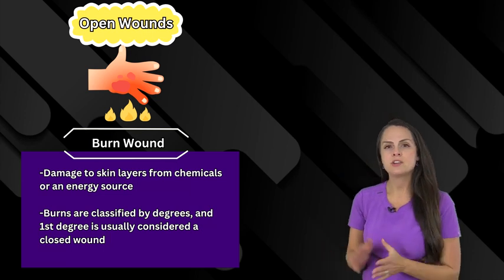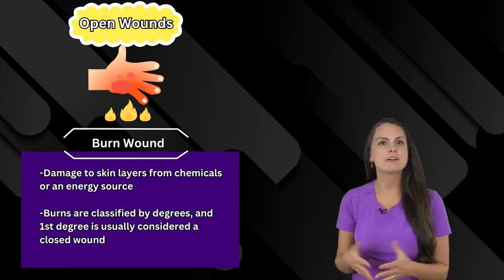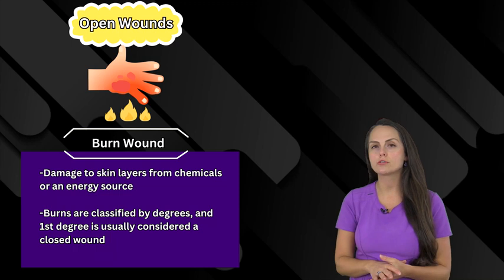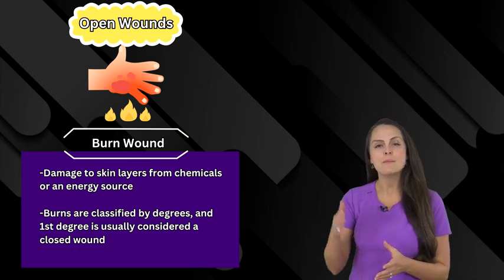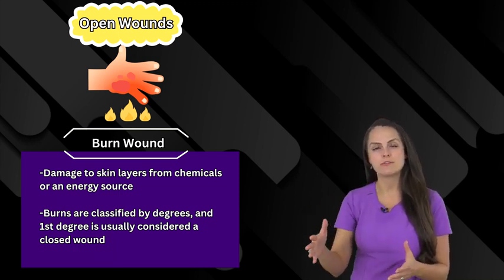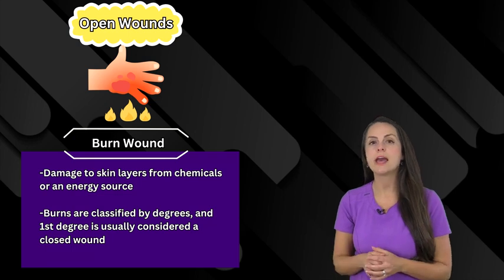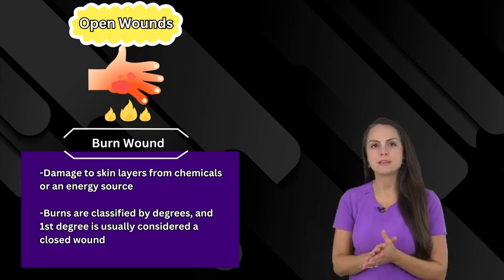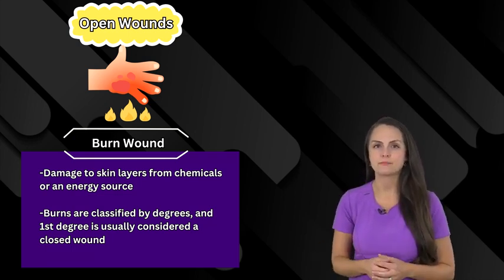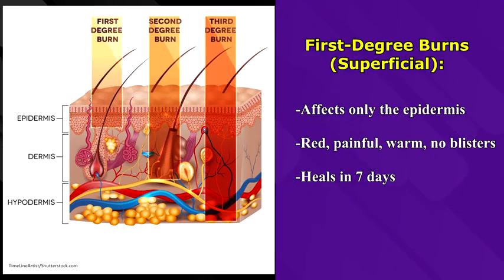Now, one important thing to know is that with lesser level burns like first degree burns, these are considered closed wound burns because that skin's intact. But as we progress to those other levels like second, third, and fourth degree, those would be considered open wounds because that skin is no longer intact. So you want to remember the different degrees of burns and what they affect.